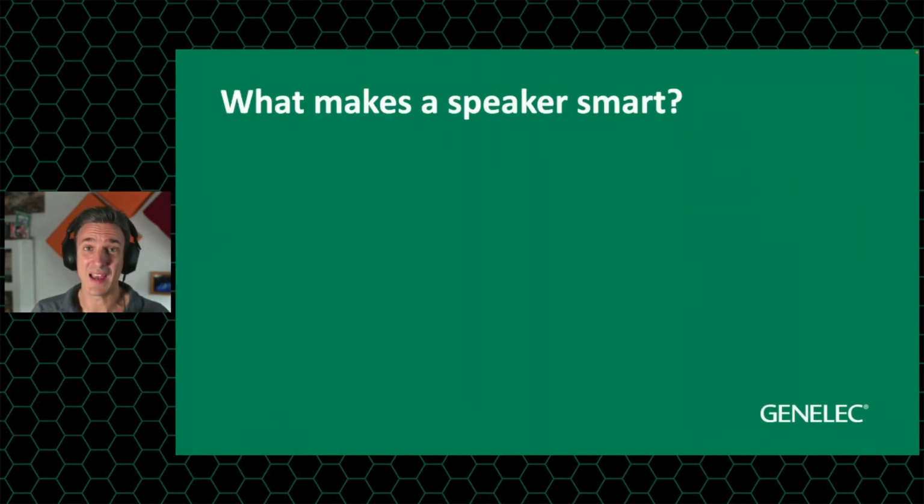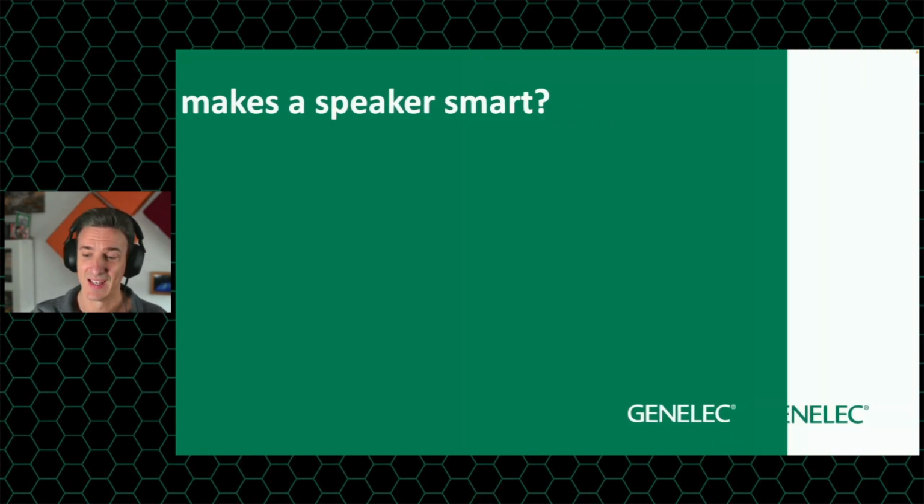First question, what makes a speaker smart? Because you might know that we call our DSP models SAM, so smart active monitors. And actually what makes them smart is that they are able to adapt to the room so that they can understand what's happening around them.